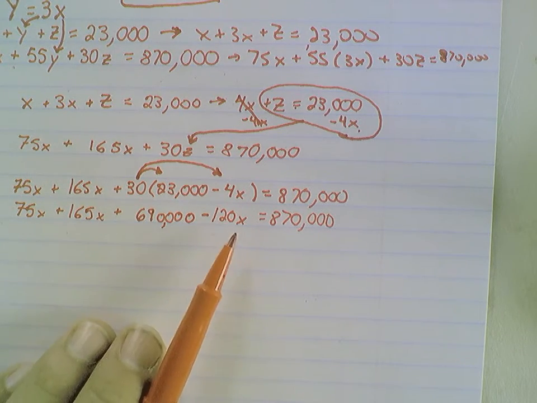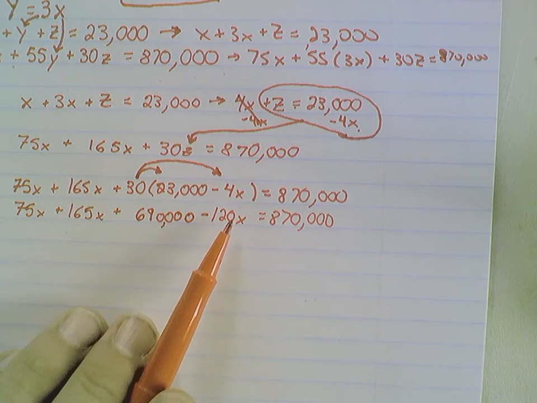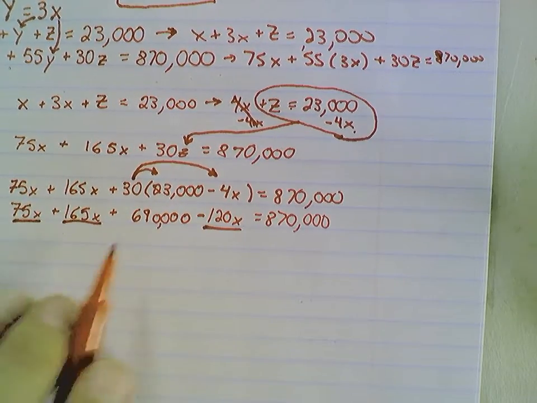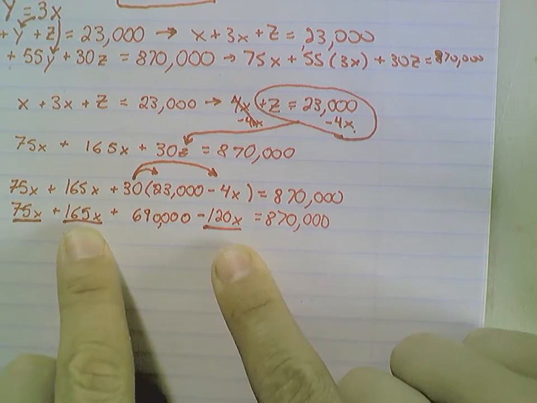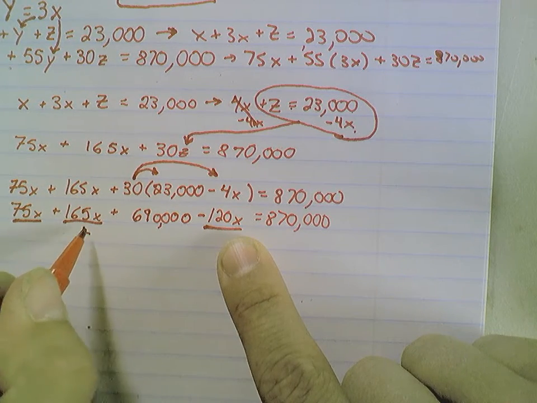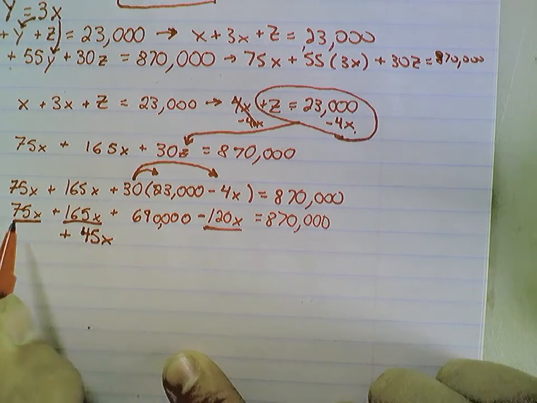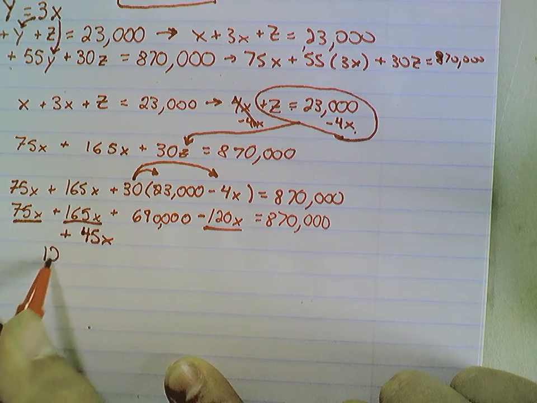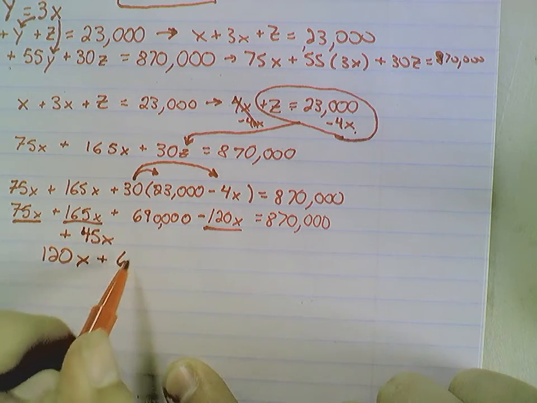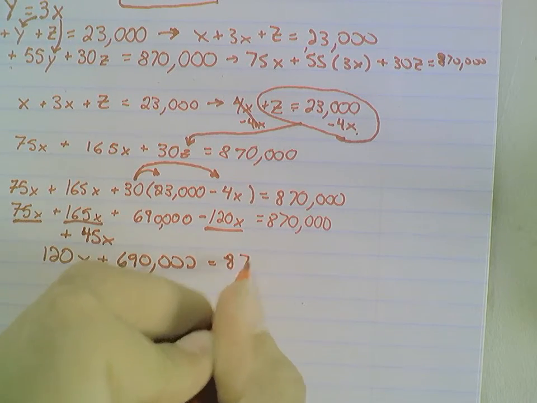Now I can combine like terms, so I can take this 75x, the 165x, and the negative 120x and combine them. So I'm going to put these three together. Well, if I start with these two, 165 minus 120 is going to be positive 45x. And then if I add that positive 45x to the 75x, I'm going to get 120x. And then I still have my 690,000, and that's going to be equal to 870,000.